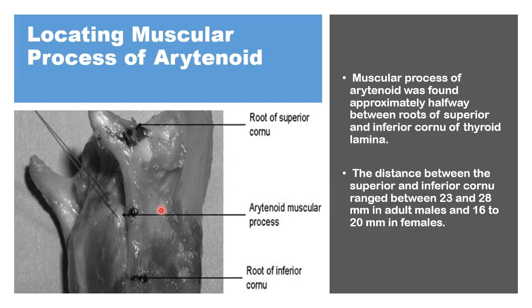Another way to check for the position of the muscular process from posteriorly is to mark the midpoint between the root of the superior cornu and the root of the inferior cornu, not the tip, just the root of the cornu. And the midpoint should correspond to the position of the muscular process of the arytenoid, through which a suture has been placed.